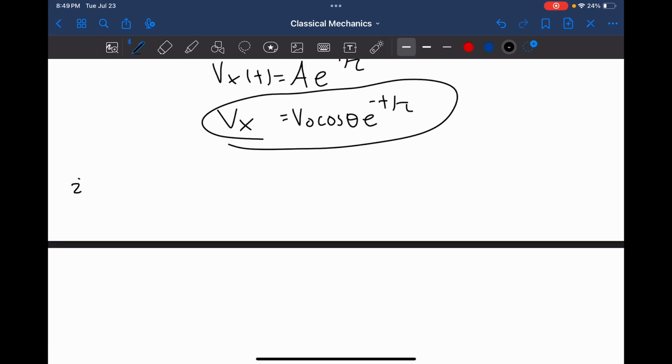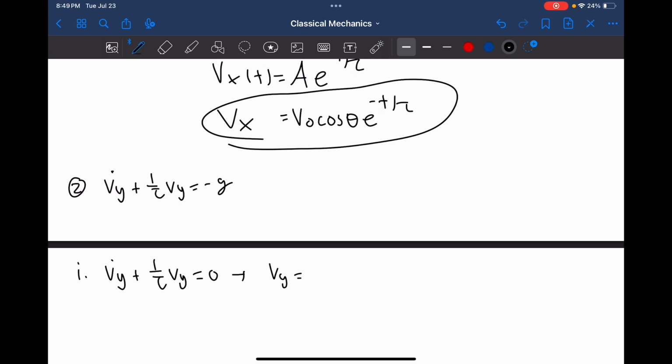Now to solve the second differential equation, we actually have to do one extra step. Rewriting it, we're going to have vy dot plus 1 divided by tau vy is equal to minus g. With this sort of differential equation, we actually have to break it into two parts. The first part is the homogeneous part, vy dot plus 1 over tau vy is equal to 0. This is the same differential equation that we just solved, so the solution is going to be vy equal to a general constant of integration times the exponential, but we can't plug in our initial conditions yet.